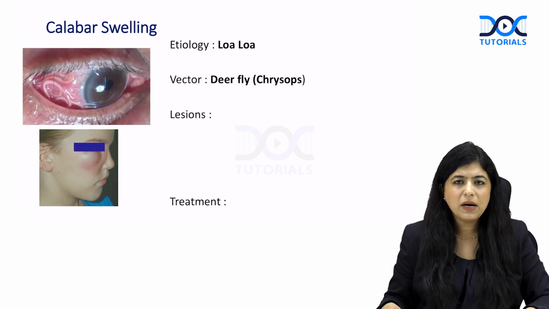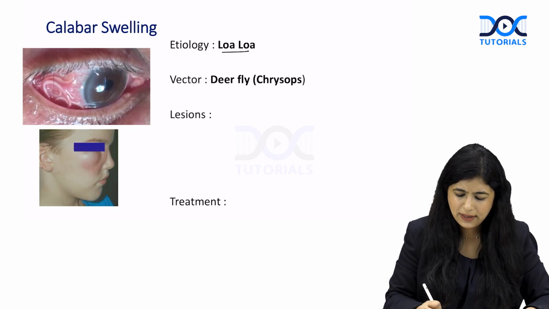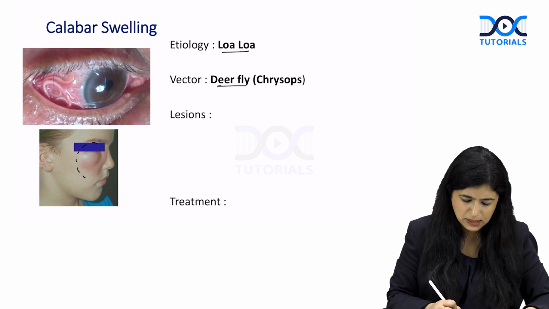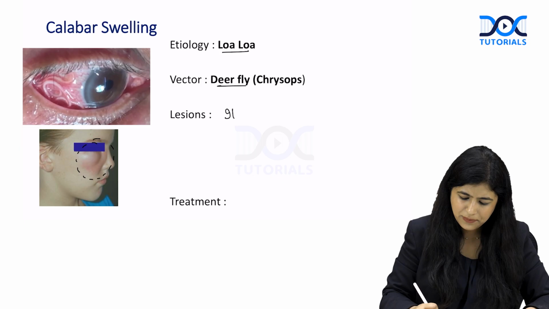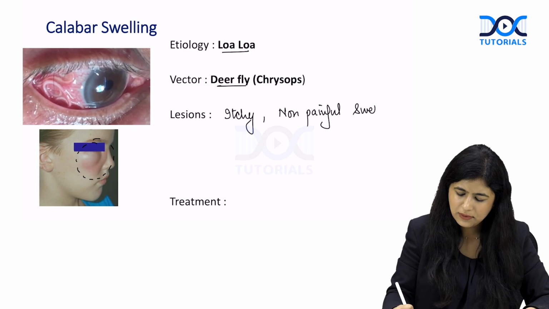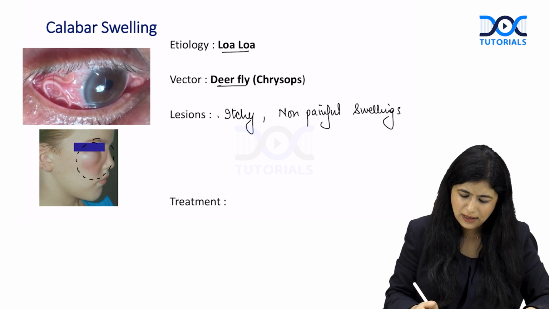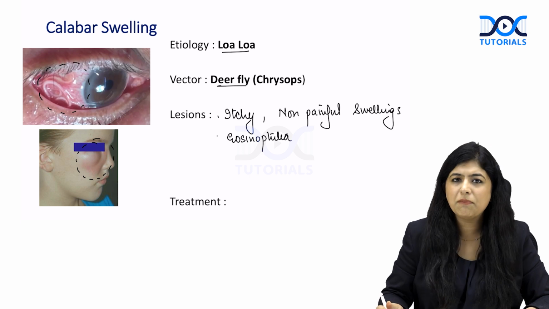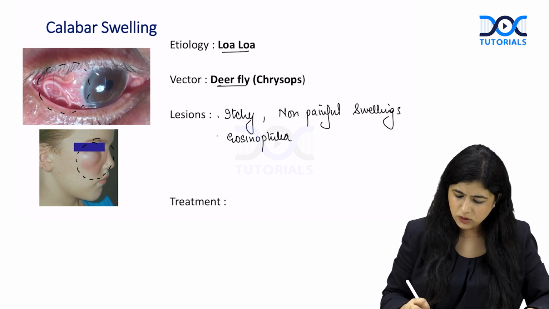Then we have the Calabar swellings, which are caused by Loa loa, which enters the body via the deer fly, and here you see lesions which are itchy, non-painful swellings on the skin and can be associated with eosinophilia in the body. Sometimes in the conjunctiva you may see it due to its migration in the eyes. The treatment for which is diethylcarbamazine.